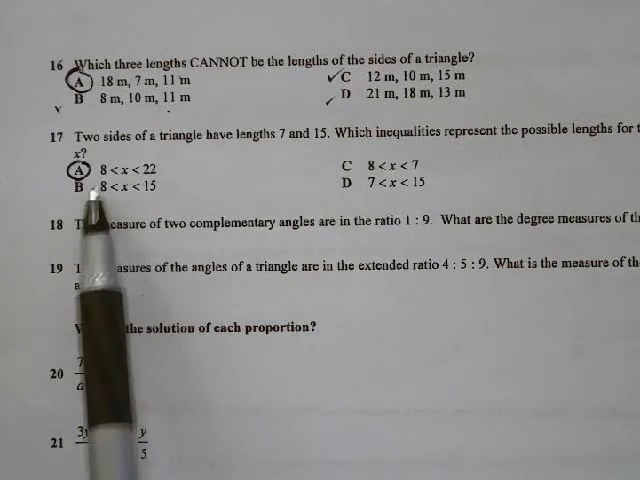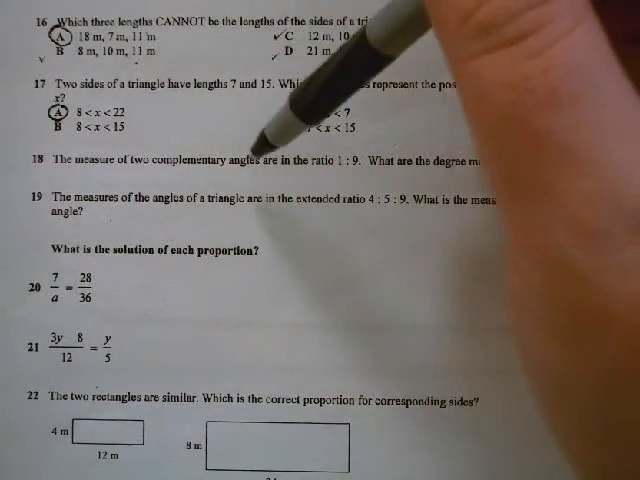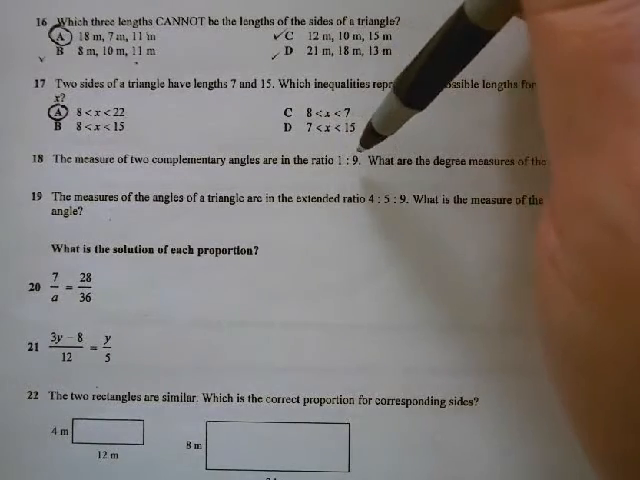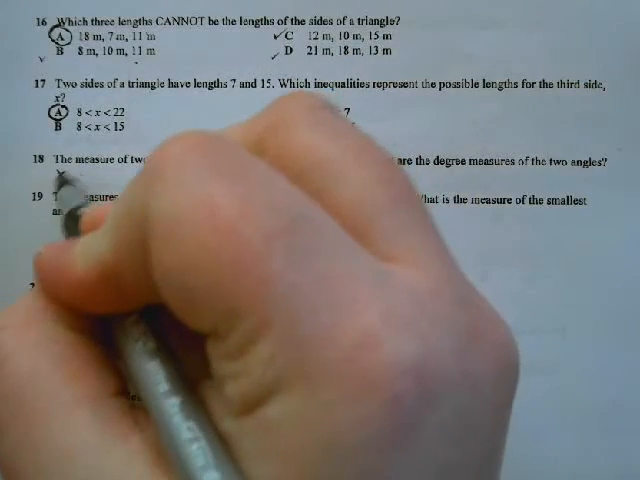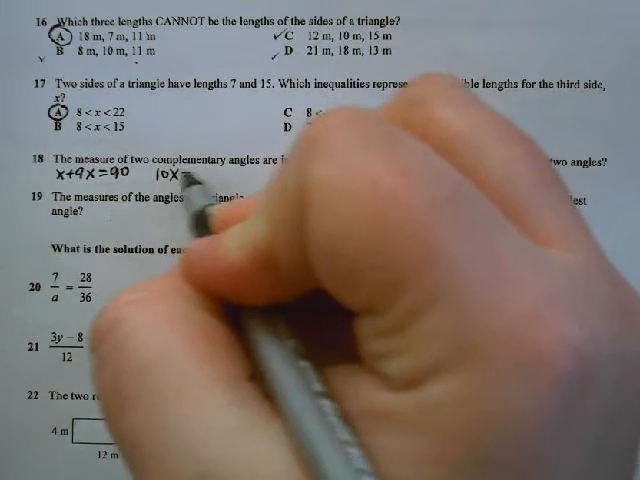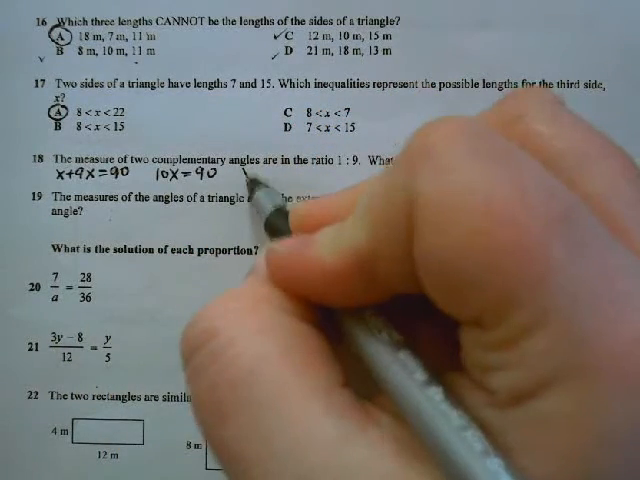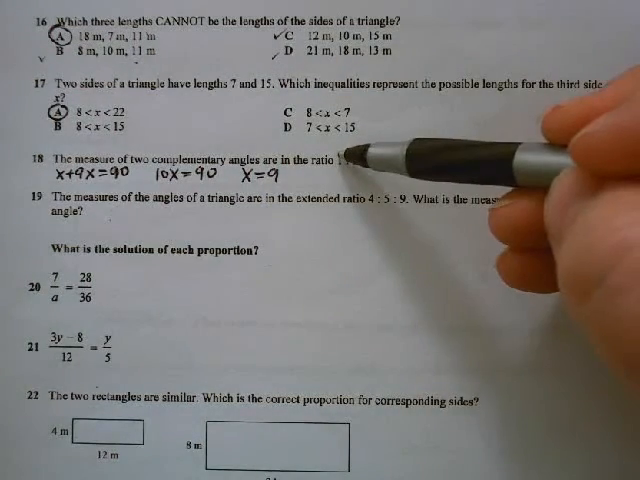Number 18. The measure of two complementary angles are in the ratio of 1 to 9. What are the degree measures of the two angles? So this means x plus 9x. Complementary means 90 degrees. So we have 10x is equal to 90 and x equal to 9. So what are the measures of the two angles? We plug it in. 1 times x is 9, and 9 times 9, 81. So there's the two angles.